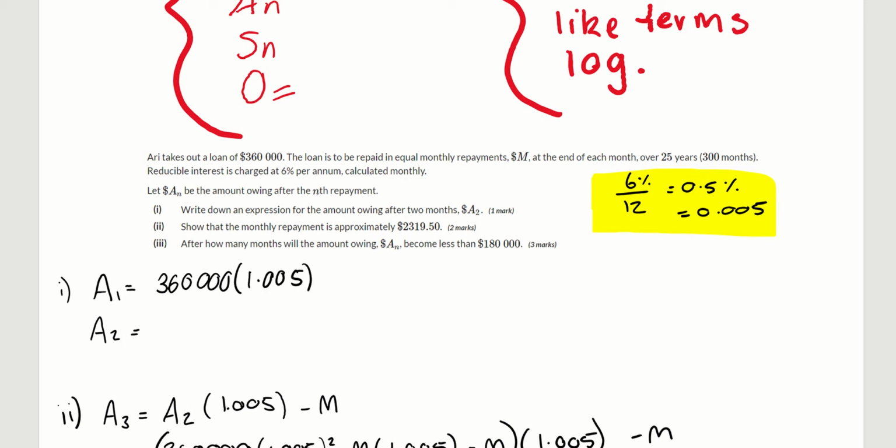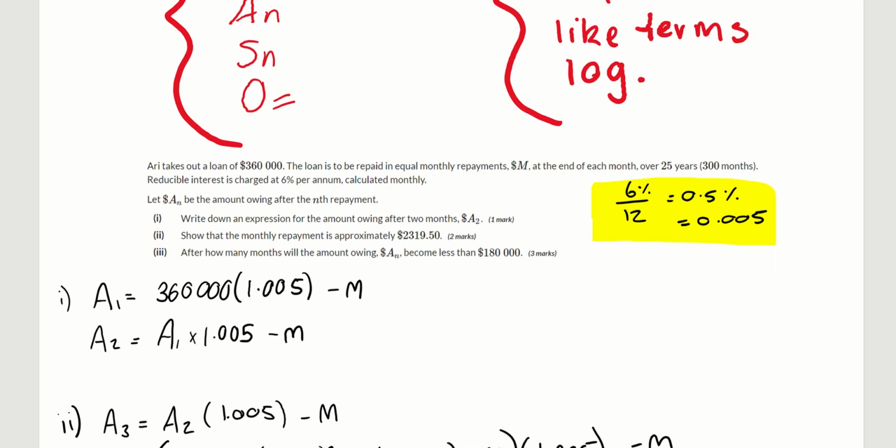Okay? Then, after it's charged interest, he pays some off. So we take off the monthly repayment, which is what we need to find. So that's what he would be owing after 1 month. Now, after 2 months, he's going to be owing what was still left after 1 month. That is going to then be charged more interest, but then he's going to pay off another monthly repayment.